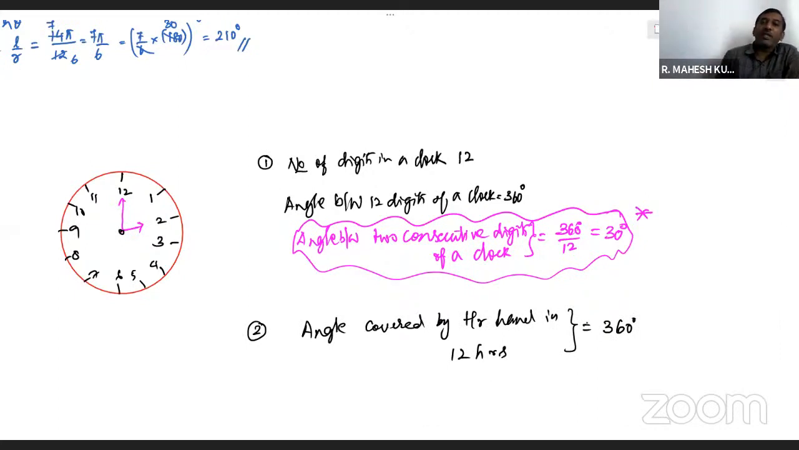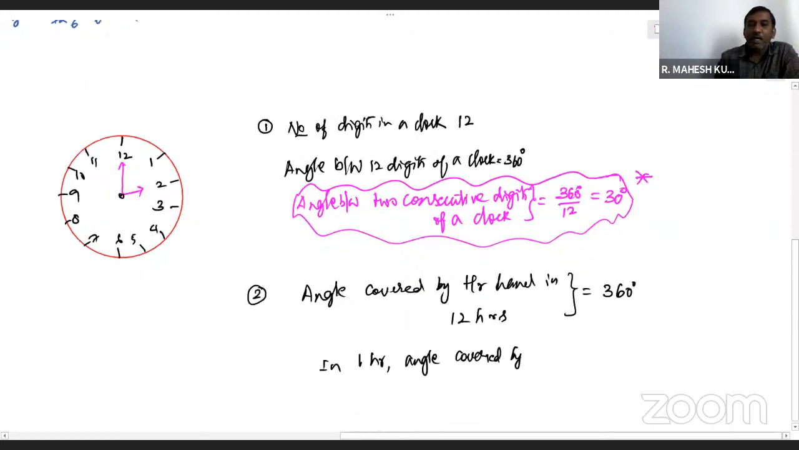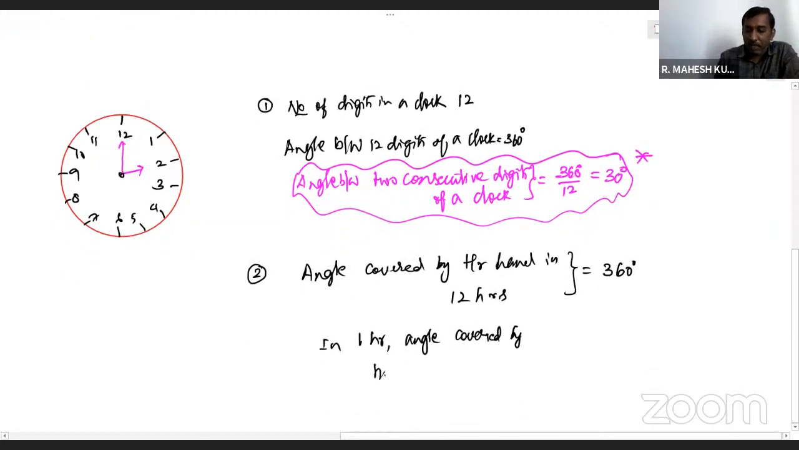Then what is going to be the angle covered by the hour hand in 1 hour? Look, in 1 hour, the angle covered by the hour hand is equal to 360 degrees divided by 12. So it is going to be 30 degrees.